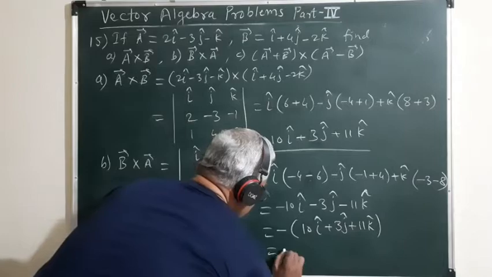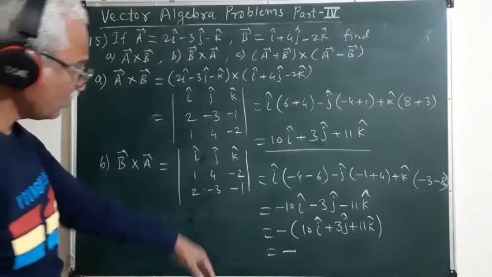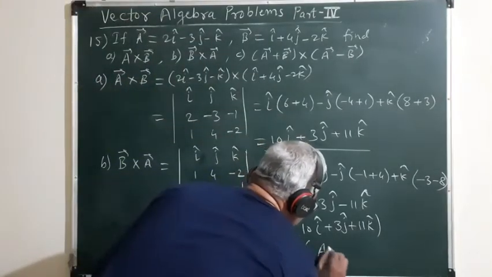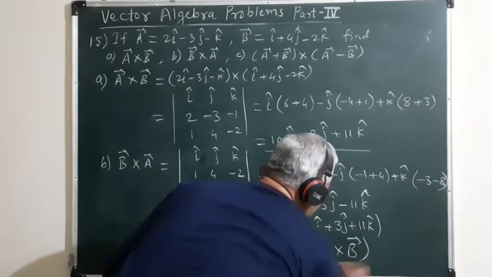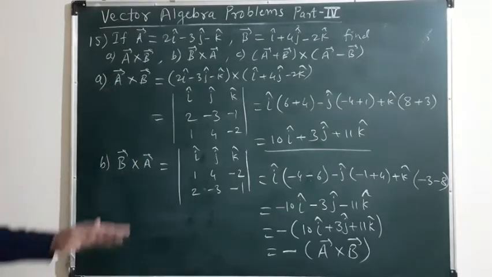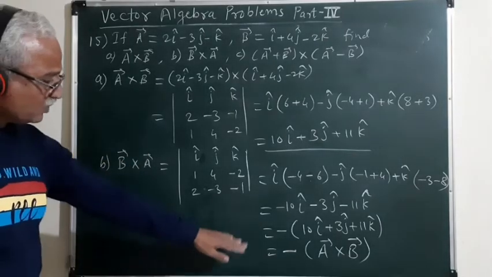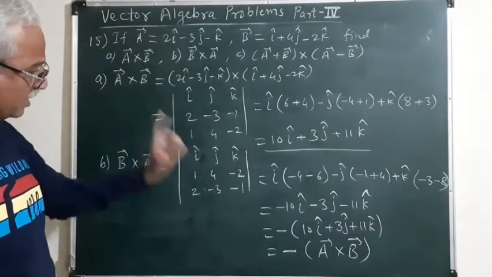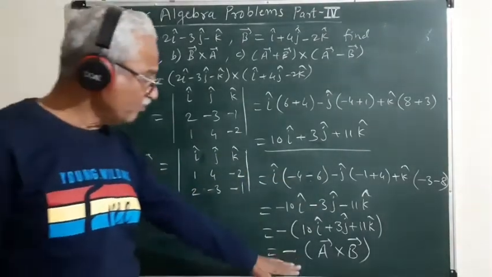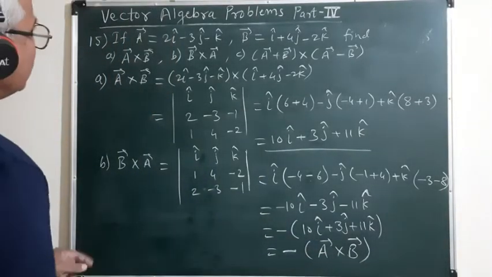So if we compare a bar cross b bar and b bar cross a bar, we can say that b bar cross a bar is equal to minus of a bar cross b bar. That is how we can evaluate a bar cross b bar and b bar cross a bar. And from this, what we observe is that a bar cross b bar is equal to minus of b bar cross a bar, or b bar cross a bar is equal to minus of a bar cross b bar. So these are the first two identities.